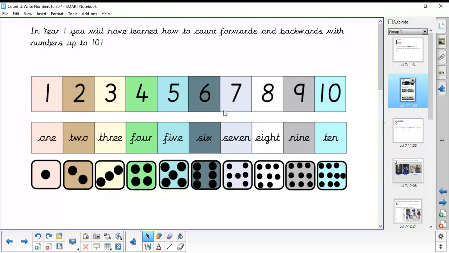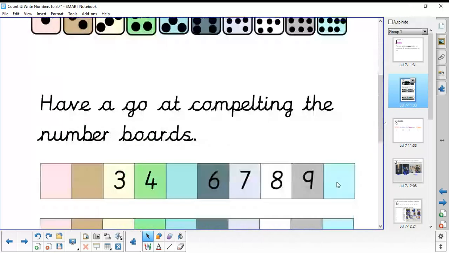And here we have a little picture to help you. So we have the numbers 1, 2, 3, 4, 5, 6, 7, 8, 9, 10, and underneath are how you write the words. And again, underneath that is just a little visual to help you remember how many objects might be there to represent the number. So 1 has 1 dot, 2 has 2 of them, and so on all the way up to 10. Just recap, think back to when you were in year 1, and hopefully this will help.